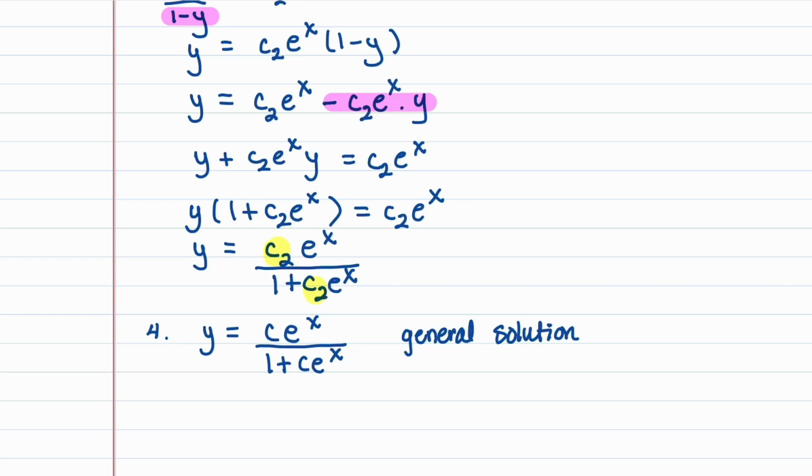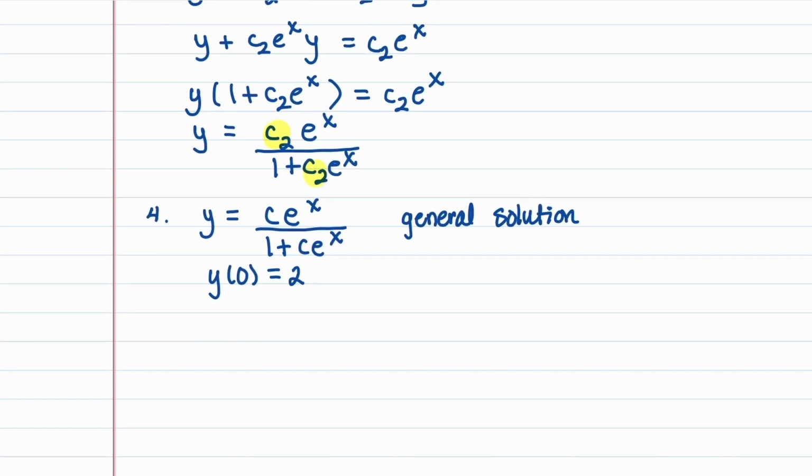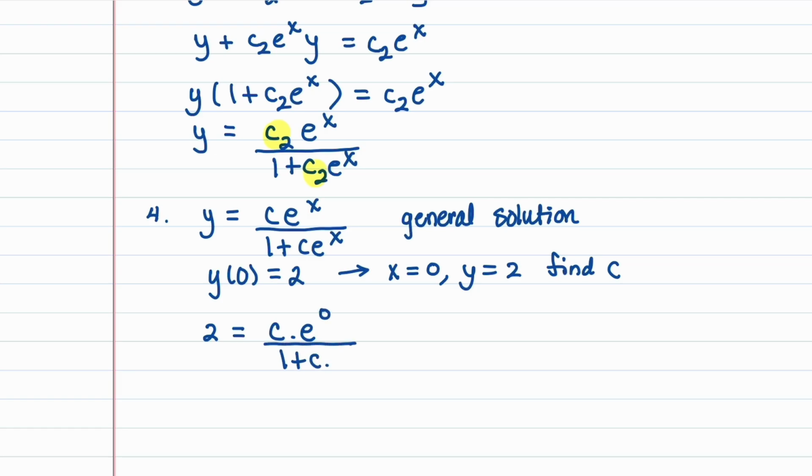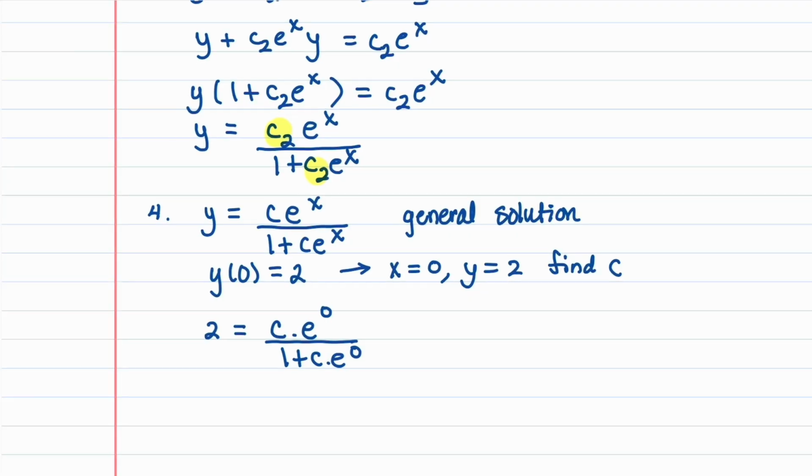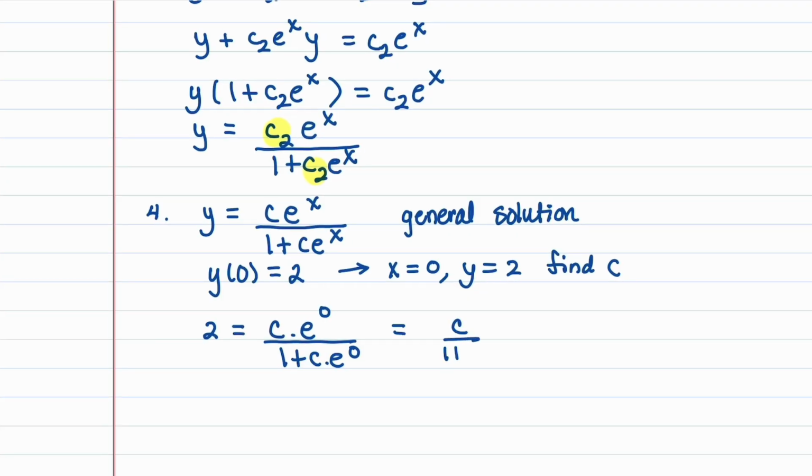Remember though, with this problem, we were given an initial value. That initial value was that y at 0 is equal to 2. So what we're doing with this initial value is picking out one particular solution. So we are going to let x be equal to 0 and y be equal to 2, and we're going to find c. This gives us 2 on the left, and then we have c times e to the 0, all divided by 1 plus c times e to the 0. e to the 0 is 1, so this is c over 1 plus c.